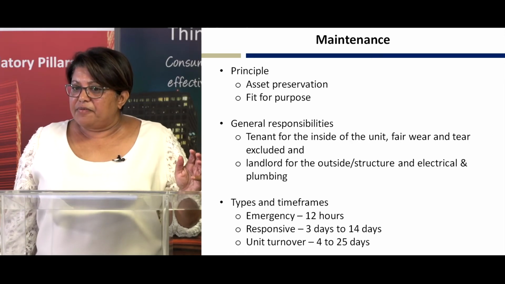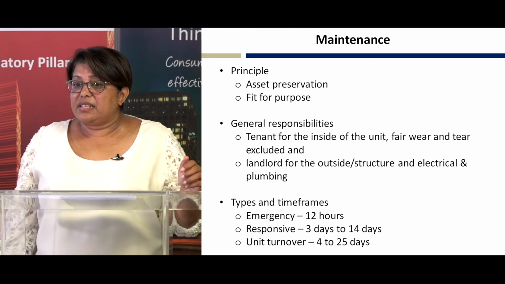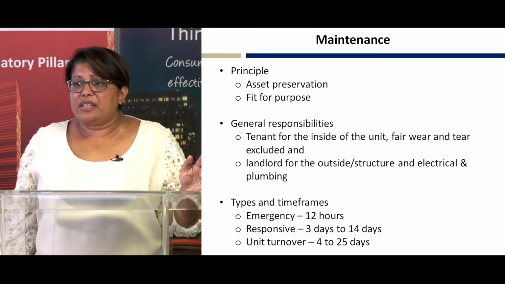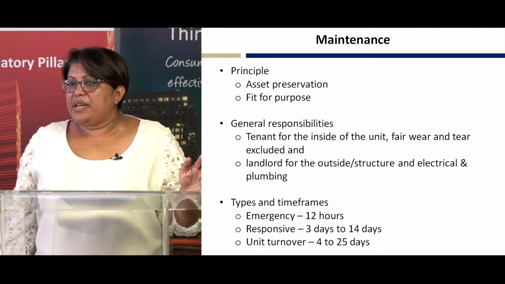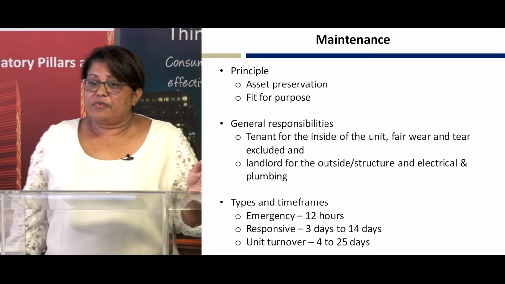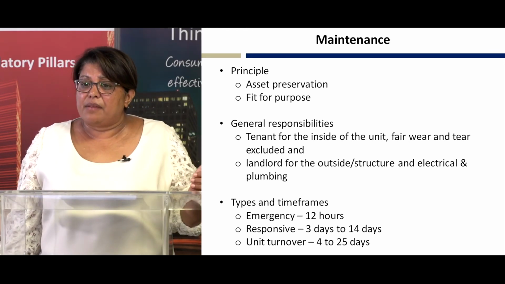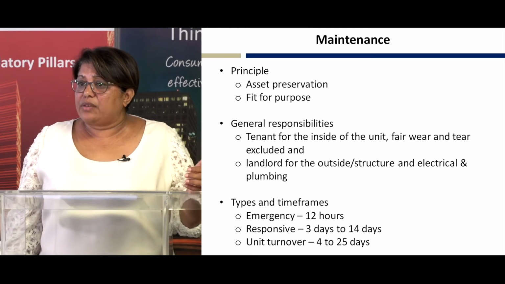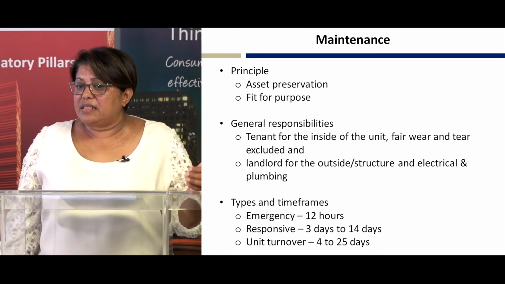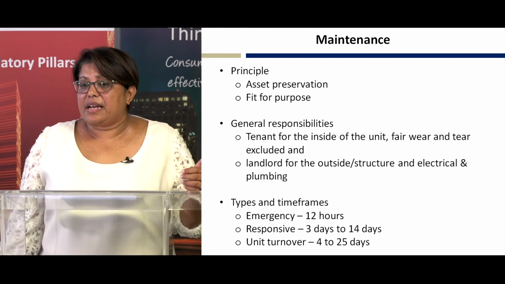Best practice time frames for the various types of maintenance. Emergency maintenance needs to be dealt with within 3 to 12 hours. That would be a burst geyser, for instance. Then there is responsive maintenance, which is your day-to-day maintenance. You could do that within 3 to 14 days, provided that you inform the tenant that that is the time frame you're going to take to do the responsive maintenance. That's when a complaint comes in.